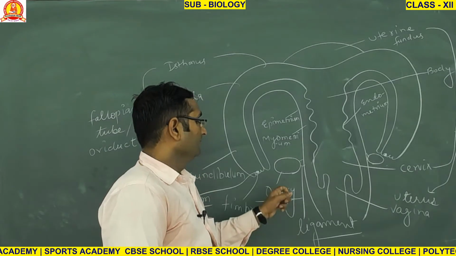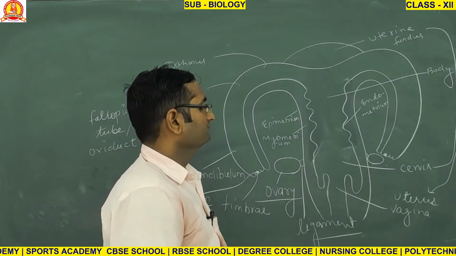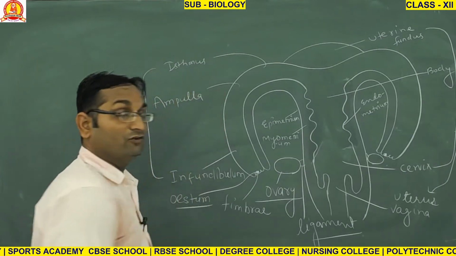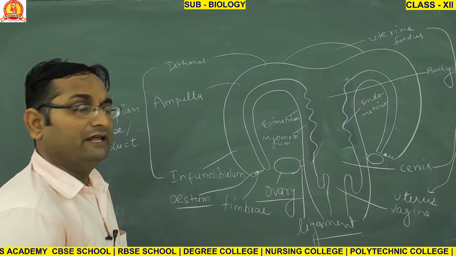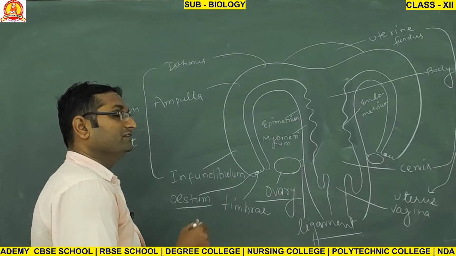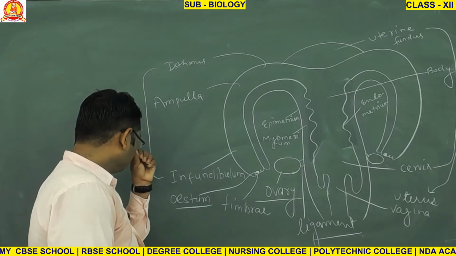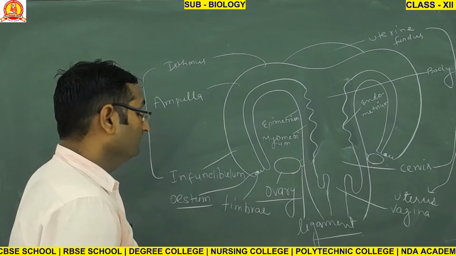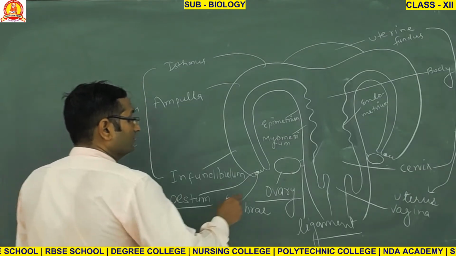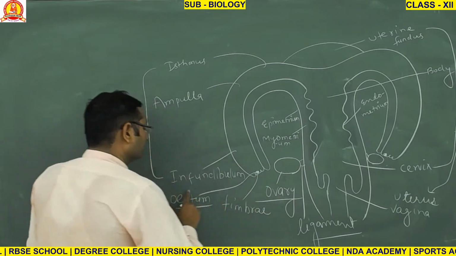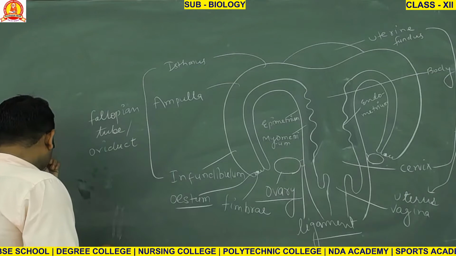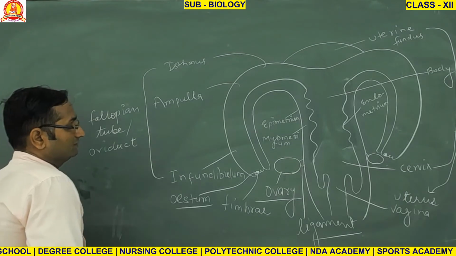Then after this, the dimension of ovary is: length is 3 cm, width is 2 cm and thickness is 1 cm. And these ovaries produce ovum or egg. Then after this, next part of female reproductive system is fallopian tube or oviduct.